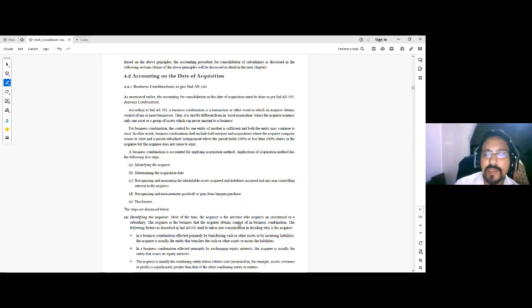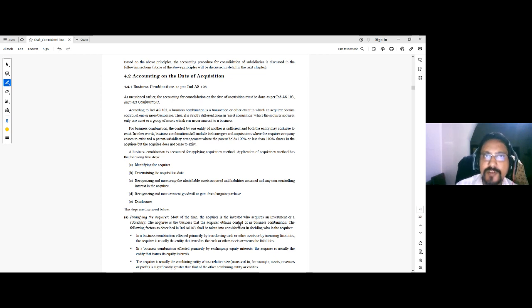Now, on the date of acquisition, suppose A Limited, the holding company, has acquired the controlling interest in B Limited as on, say, 1st April 2022. On 1/4/2022, A Limited has acquired the controlling interest, more than 50% of the shares, of B Limited. Suppose 80% has been acquired. So on 1/4/2022, that is on the date of acquisition, A Limited will first prepare its consolidated financial statements. That is, on the date of acquisition, the first consolidated financial statement will be prepared: one balance sheet, P&L, etc.